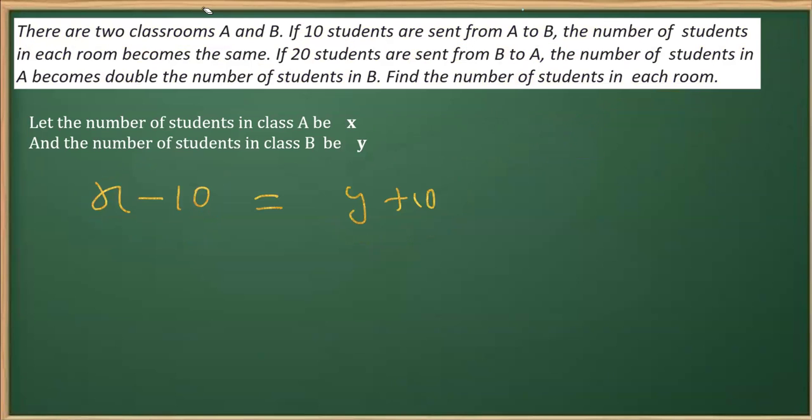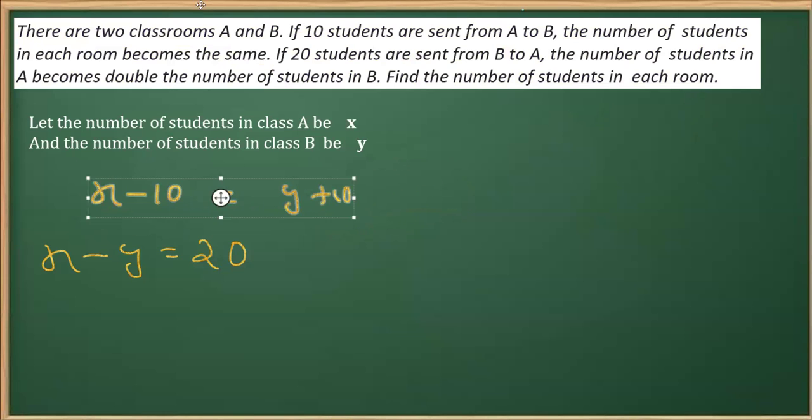So we got this one relation and we can further write it in the standard form, transposing y to the left. So it is x minus y, transposing 10 to the other side. When you transpose, minus 10 will become plus 10. Therefore x minus y is equal to 20. We'll mark this as equation 1.